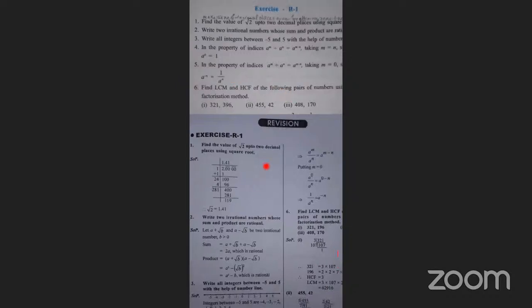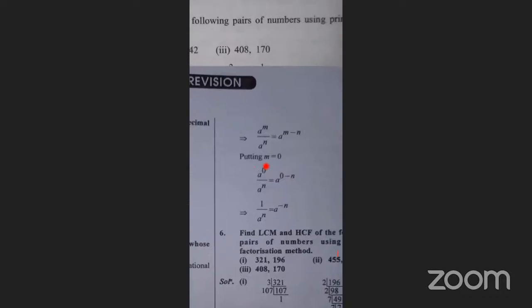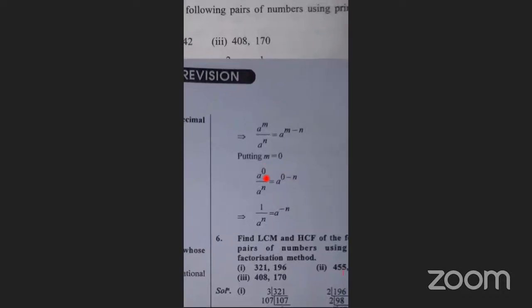It's the question. In the property of indices, a to the power m divided by a to the power n equals a to the power m minus n. Taking m equal to 0 means instead of this m, you write 0. And after putting, you prove that a to the power minus n equals 1 by a to the power n. So let us start the question number 5. Very speedily we will solve it.